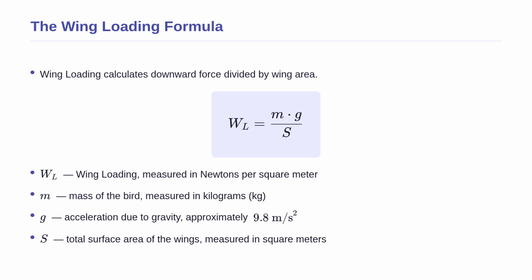What happens physically when these variables change? When the mass increases without a proportional increase in wing area, the wing loading becomes very high, meaning the bird must fly much faster to avoid falling. Conversely, birds with a large wing area and low mass have low wing loading, allowing them to glide slowly and effortlessly.